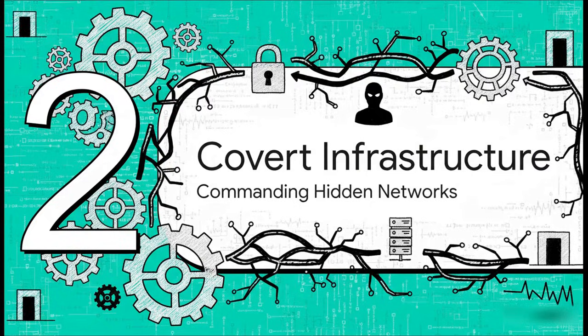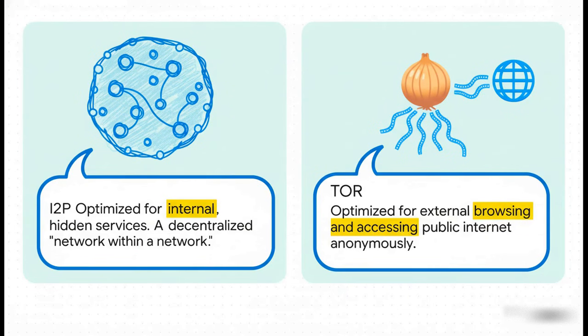And that brings us right into Section 2, Covert Infrastructure and Communication. So, once an adversary has established their anonymity, what's next? Well, the next phase is to build out their C2 infrastructure, something that's persistent, resilient, and most importantly, hidden. Now, it's important to draw a key distinction here between TOR and another anonymizing network, I2P.